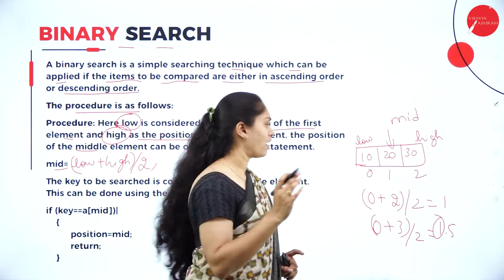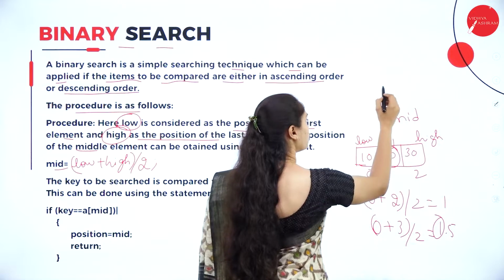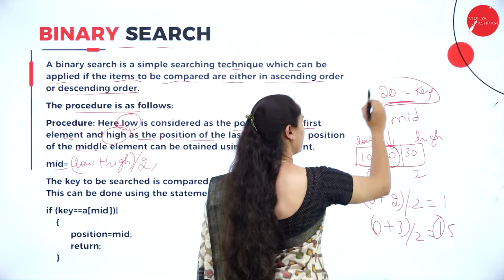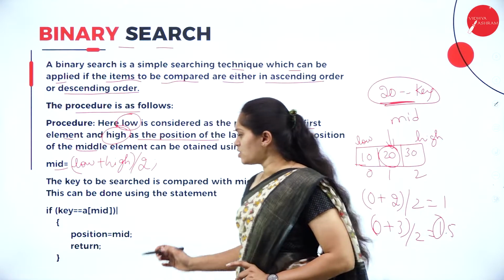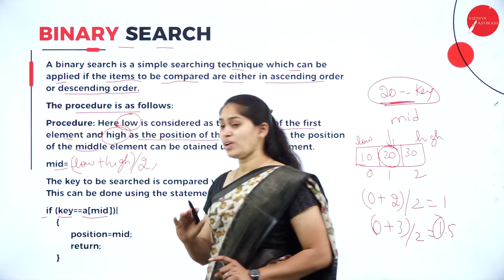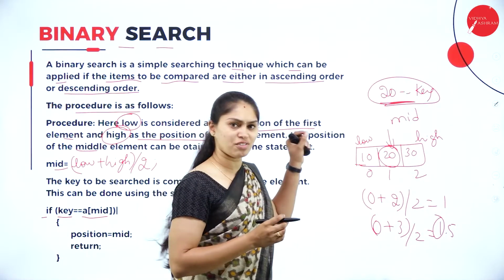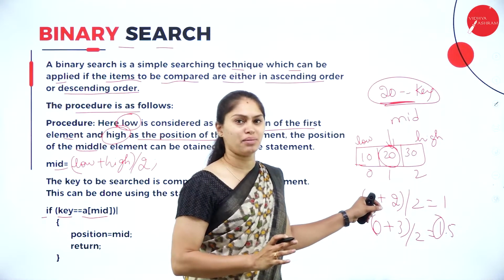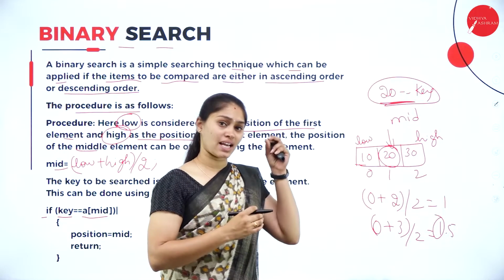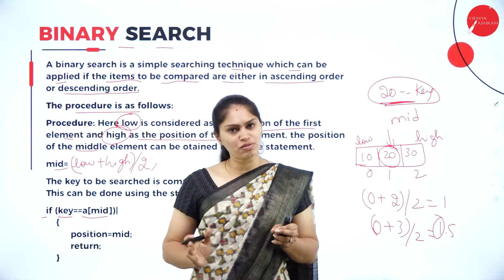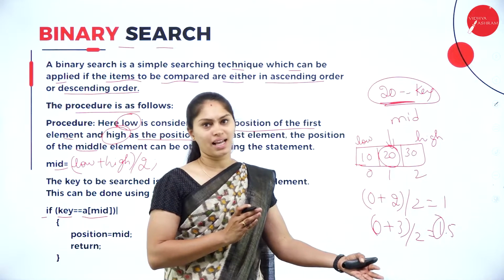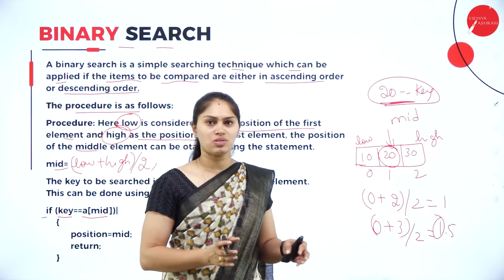Now I want to search for the element called 20. That is my key right now. So now my key element is 20, and here I am going to make a comparison: if key is equal to A of mid. Here we have 3 scenarios: I am searching for the element which is exactly at the middle, or which is left of the middle element, or which is right of the middle element. The 3 scenarios we have.